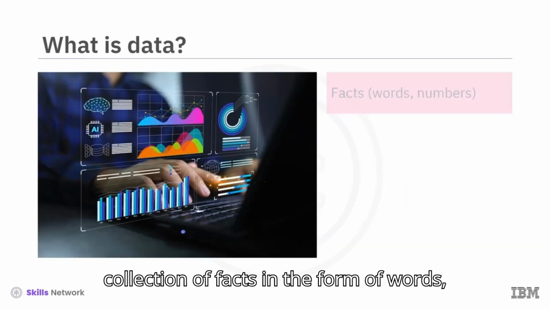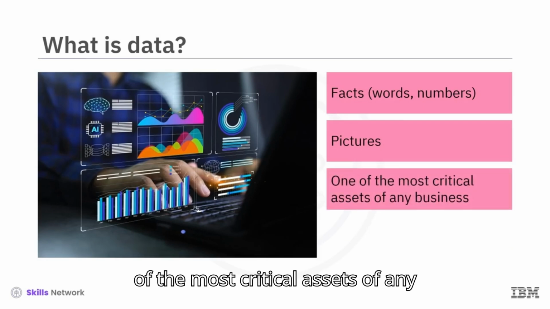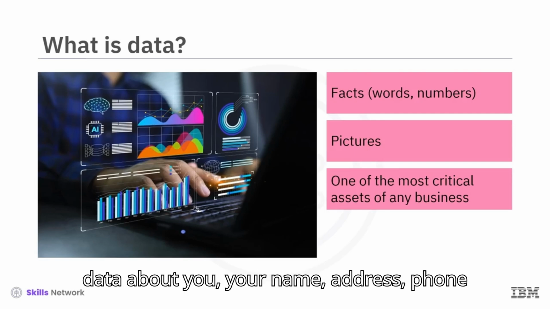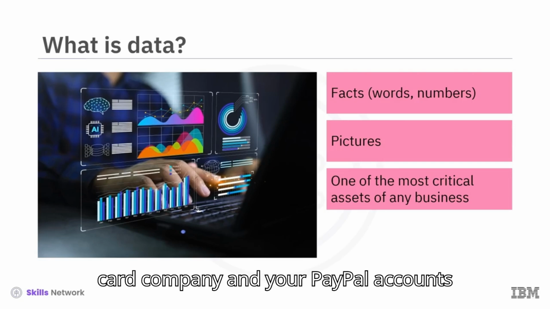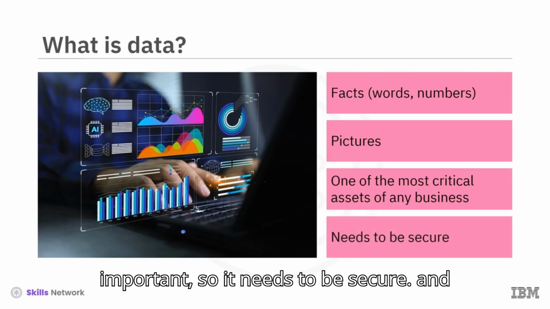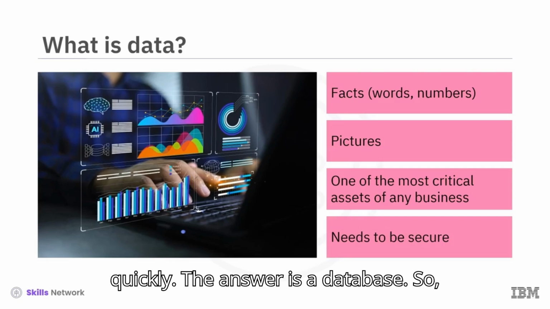Data is a collection of facts in the form of words, numbers, or even pictures. Data is one of the most critical assets of any business. It is used and collected practically everywhere. Your bank stores data about you, your name, address, phone number, account numbers, etc. Your credit card company and your PayPal accounts also store data about you. Data is important, so it needs to be secure, and it needs to be stored and accessed quickly. The answer is a database.